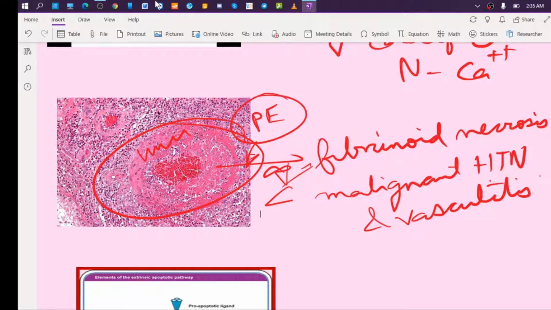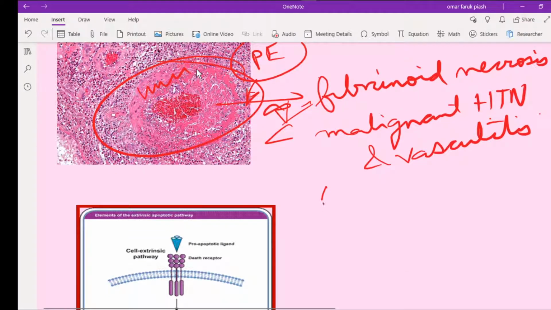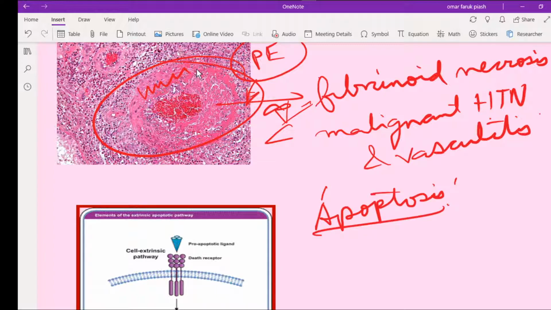Now I would like to discuss apoptosis. Apoptosis means falling of leaves. In short, it is written in Robbins' book as the falling of leaves. It is both physiological and pathological. Physiological apoptosis happens in endometrial shedding.